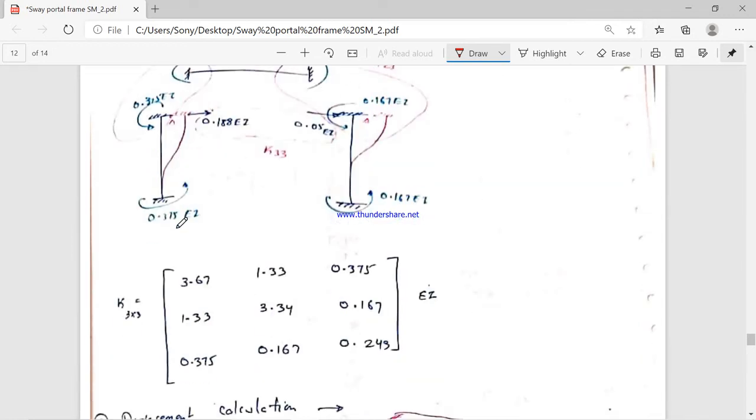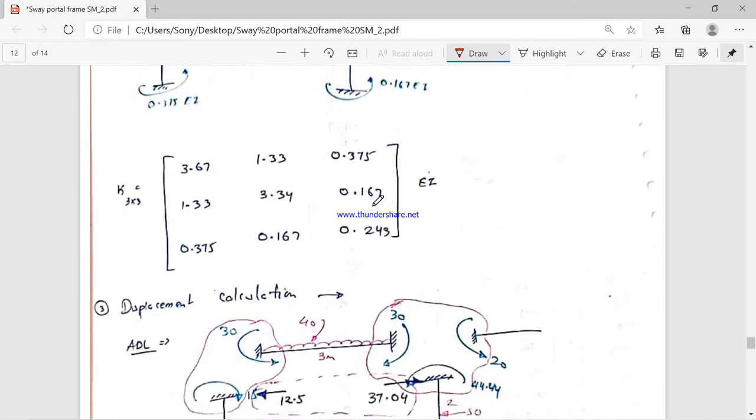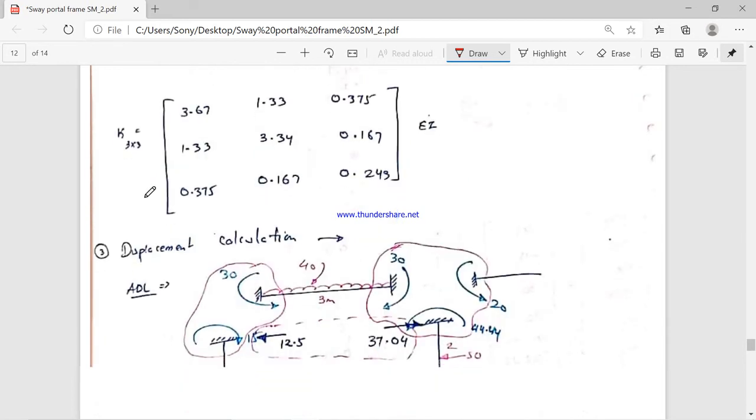Like this. Then finally the formulation of the K matrix. K11, K12, K13, K21, K22, K23, K31, K32, K33. Like this you have to utilize and choose these values from the K matrix of 1, 1, 2, 2, 3 respectively, and you have to put and form the K matrix of 3 by 3 of unknowns.